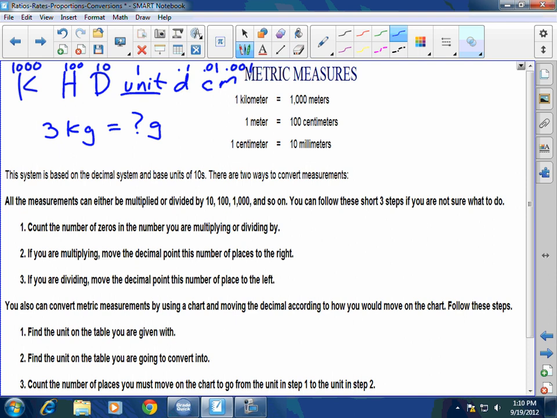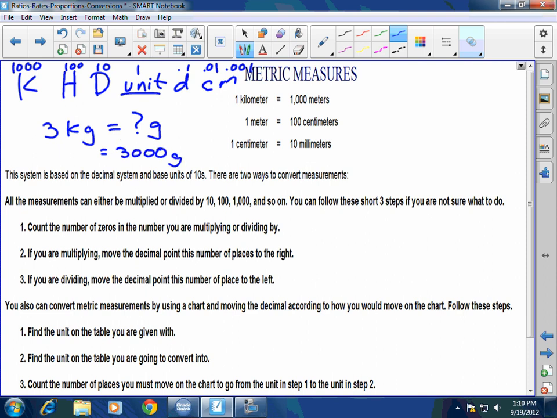Yeah. What's wrong with me? Yes, it is the same, of course. You're going large to small, so you multiply. How many grams are there in a kilogram? 1,000, right? So 3 times 1,000 would equal 3,000 grams.